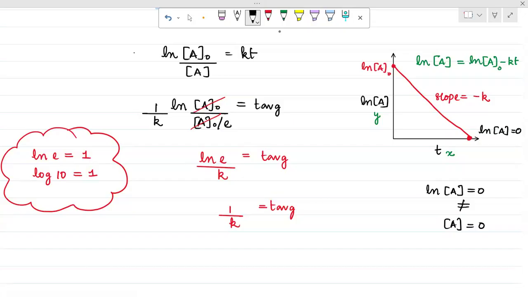Okay. So when you plot a graph between ln A versus T, it will touch the x-axis. But if you just draw A versus T, that's not going to touch because A will never become 0 in a zero order reaction, but ln A can become 0. ln A can be considered.